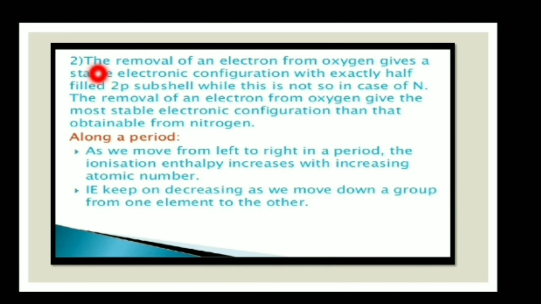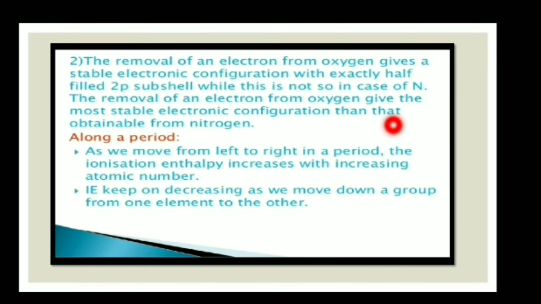Second one, the removal of an electron from oxygen gives a stable electronic configuration, which has an exactly half-filled 2p subshell, while this is not so in the case of nitrogen. The removal of an electron from oxygen gives a more stable electronic configuration than that obtainable from nitrogen.